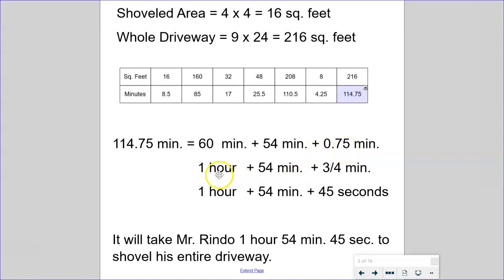And then I renamed that. That's the same thing as an hour and 54 minutes. But then 75 hundredths of a minute is the same thing as 3/4 of a minute. So 3/4 of a minute is the same thing as 3/4 of 60 seconds. So that gives me 1 hour, 54 minutes, and 45 seconds. So if I shoveled nonstop at that pace, it would take me 1 hour, 54 minutes, and 45 seconds to shovel that entire driveway. If you got it right, 1,000 congratulations to you.